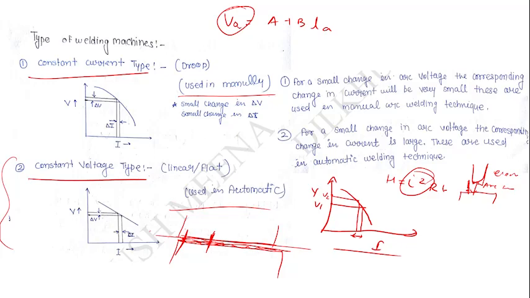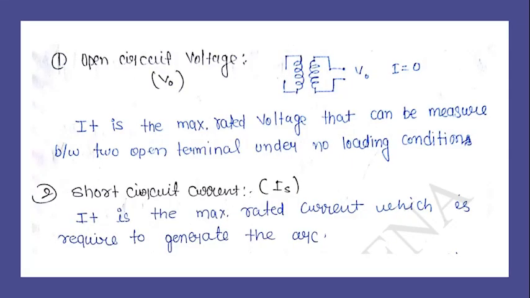Okay, ma'am. So now a few electrical terminologies that you should know. First is open circuit voltage. When there is no load, that is, your circuit is open. One more thing that I can tell you, there is your electrode, and this is your workpiece, and there is a huge amount of gap. So there is no current flowing between them. Whatever voltage will be there, that will be called open circuit voltage.